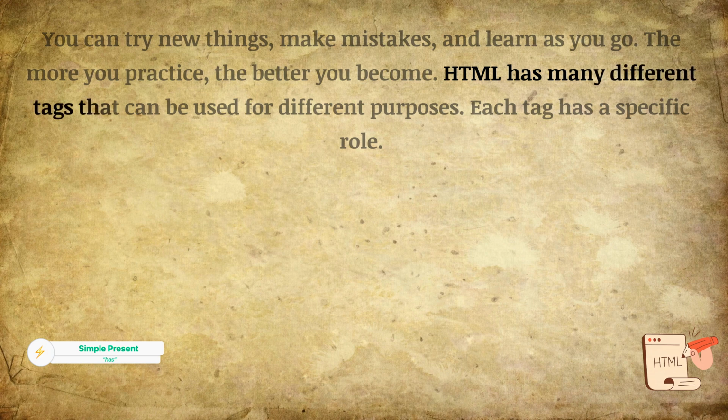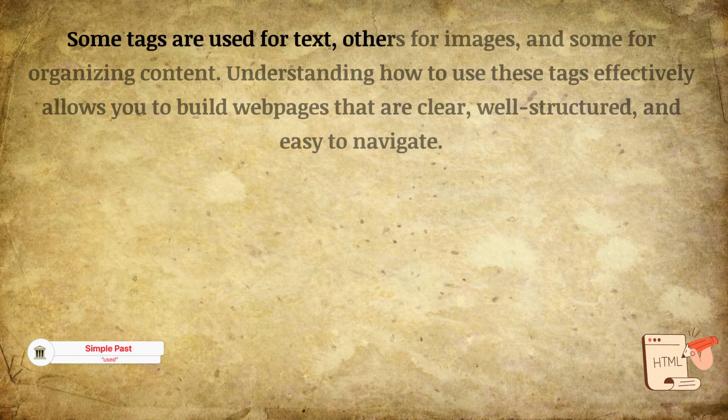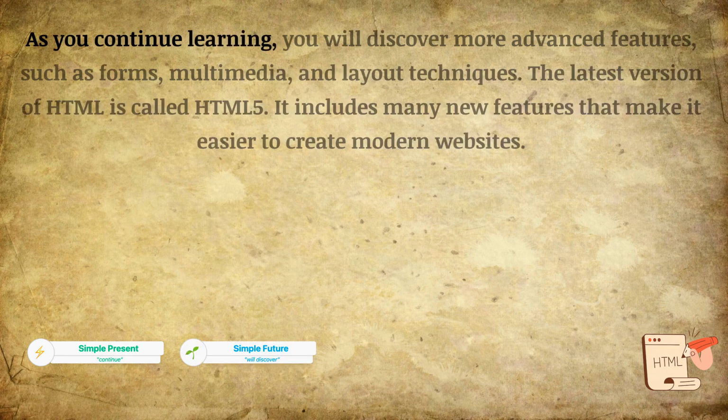HTML has many different tags that can be used for different purposes. Each tag has a specific role. Some tags are used for text, others for images, and some for organizing content. Understanding how to use these tags effectively allows you to build web pages that are clear, well-structured, and easy to navigate. As you continue learning, you'll discover more advanced features, such as forms, multimedia, and layout techniques.